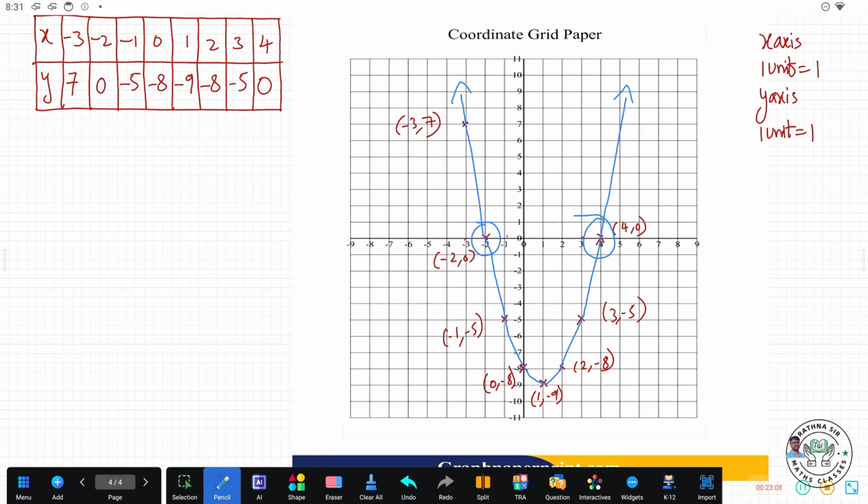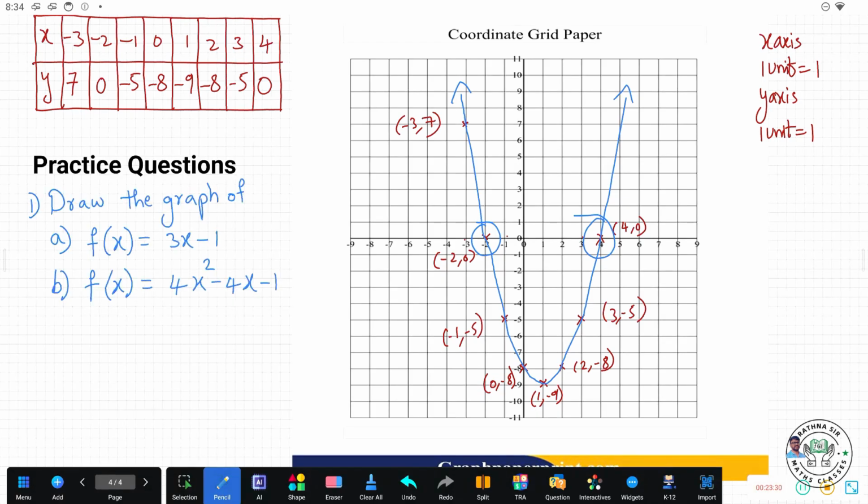Okay, so we have seen the graph of a linear polynomial and the graph of a quadratic polynomial. In the next class we will try to see the graph of a cubic polynomial. Meanwhile you try to do 2 homework sums. Practice questions: draw the graph of, the first one is f of x equal to 3x minus 1, and the second one is f of x equal to 4x square minus 4x minus 1.